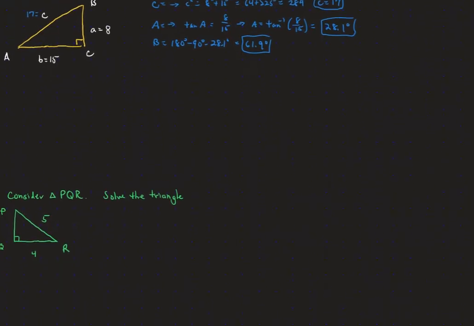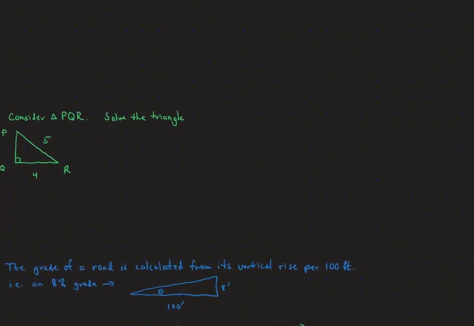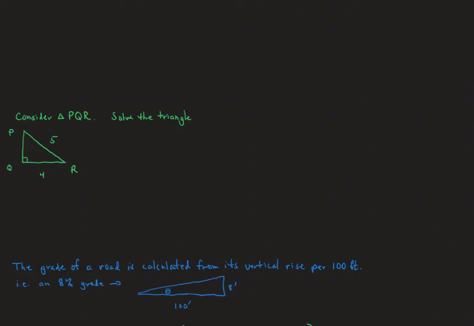Okay, let's try another one. Here's triangle PQR, and we know that Q is the right angle, and that side length Q is going to be 5, and side length P is going to be 4. So we need to find R, and then we need to find angle P and angle Q. To find R, we can use our Pythagorean theorem.